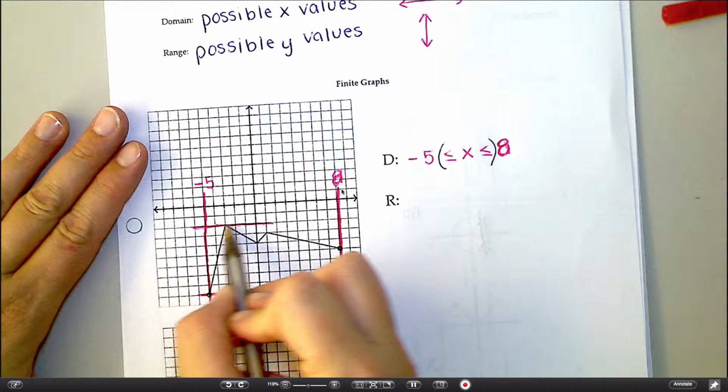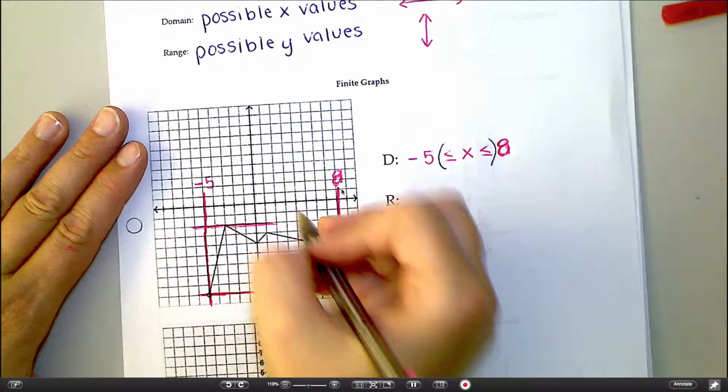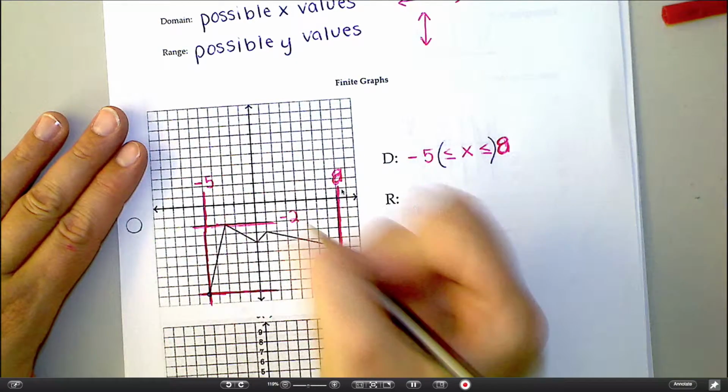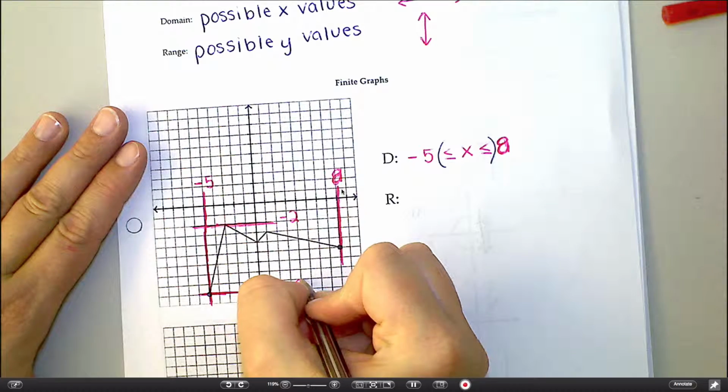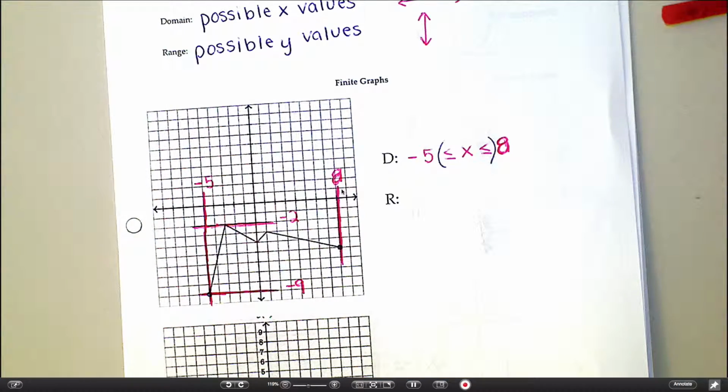On the y-axis, this one. That's -2. And then Franklin, what's the other one? -9. That's where I was remembering 9 from. Okay, so we're going to write our notation. We have to start with our smaller number. Which one's smaller, -2 or -9?